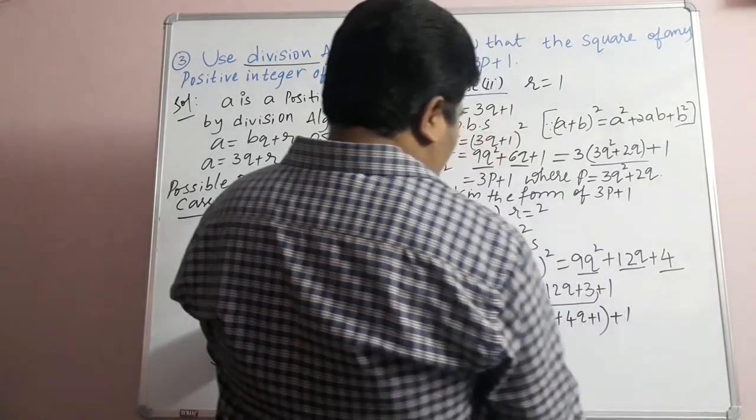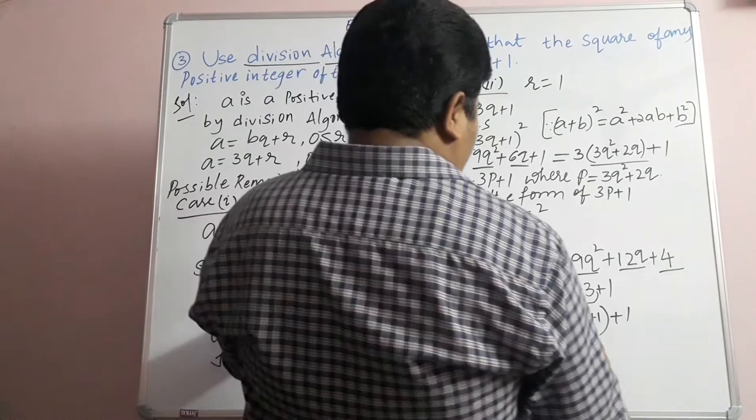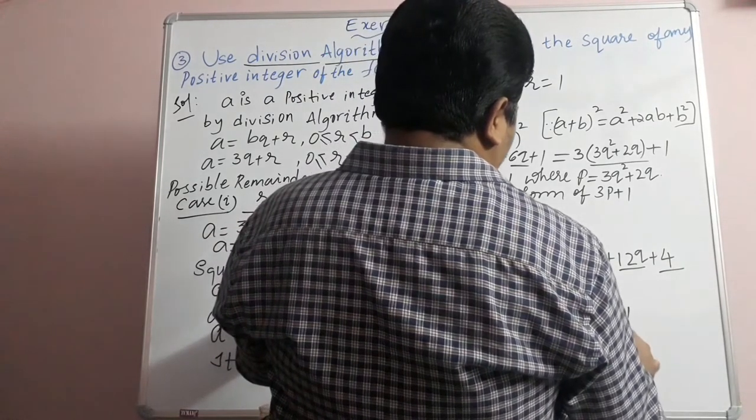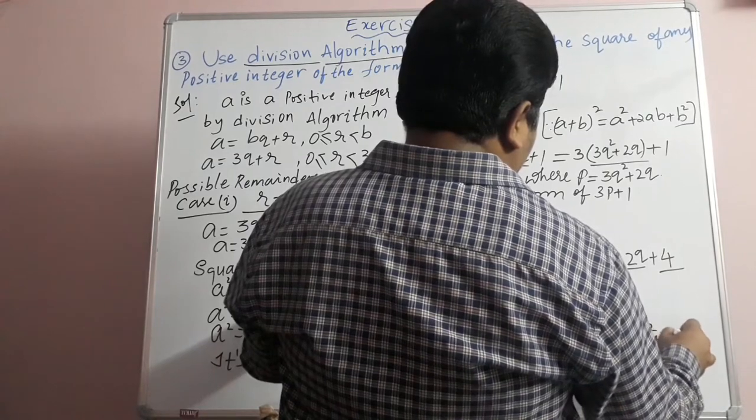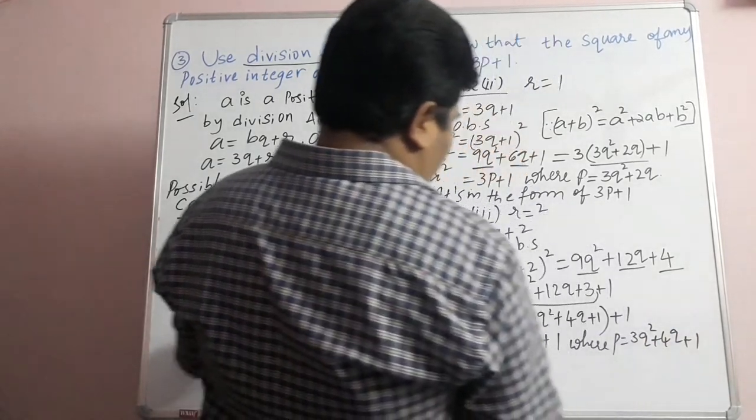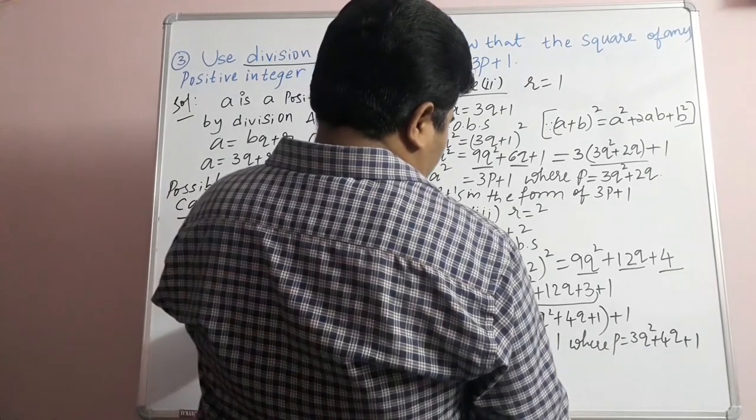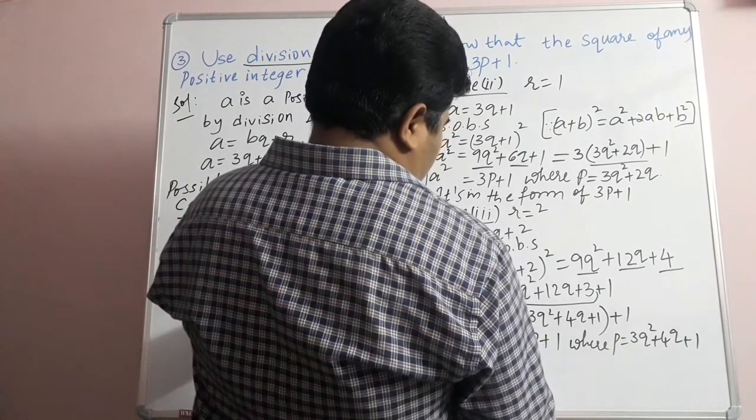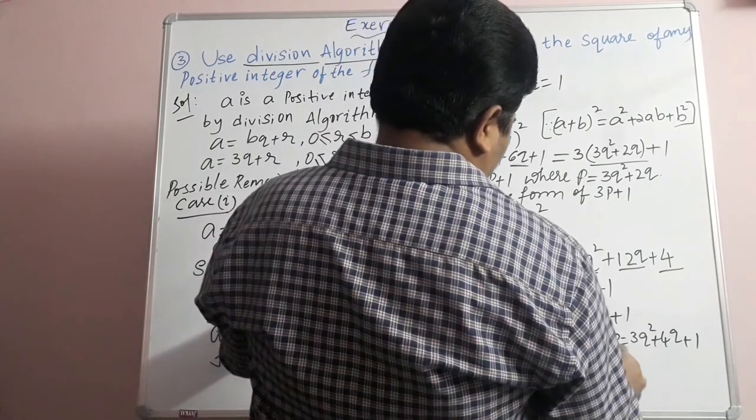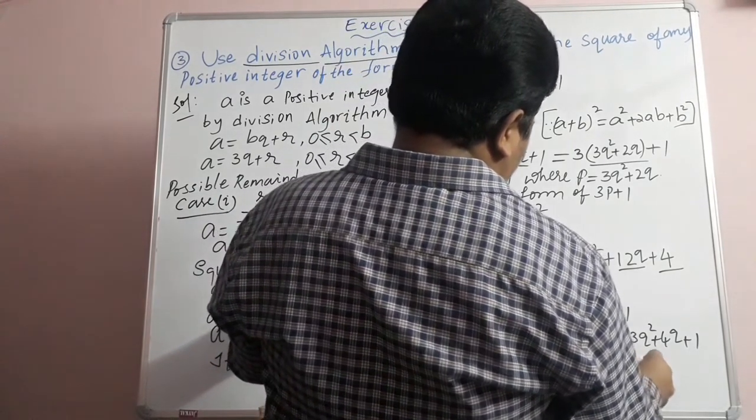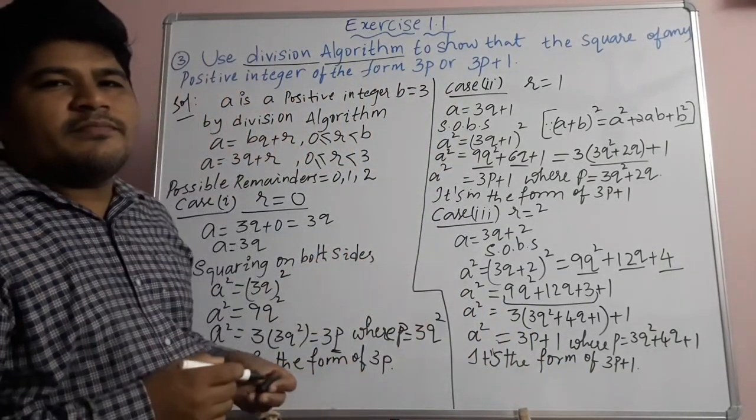So children, here what we got: a square is equal to 3 into something plus 1, that is 3p plus 1, where p is equal to 3q square plus 4q plus 1. So children, it is in the form of 3p plus 1. In this way we will solve this problem.